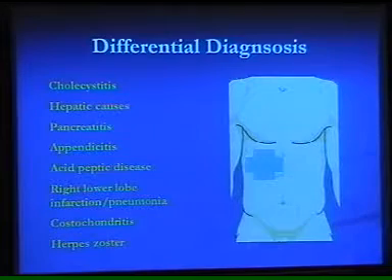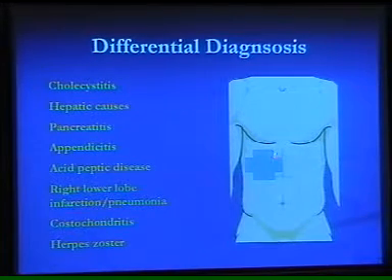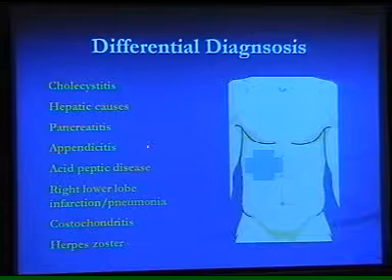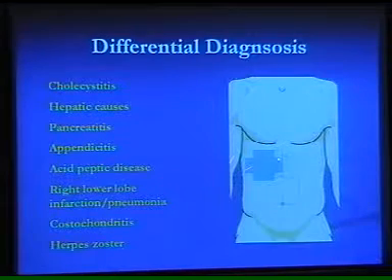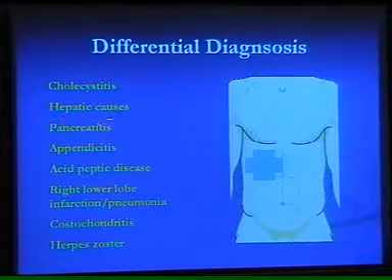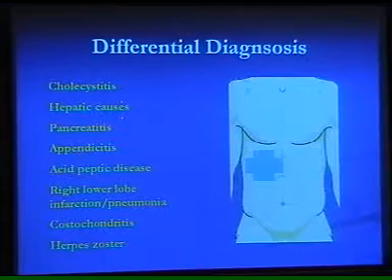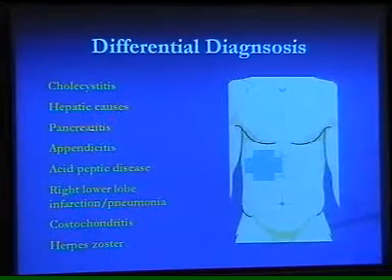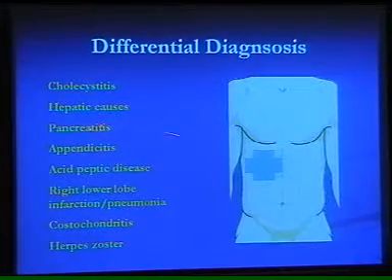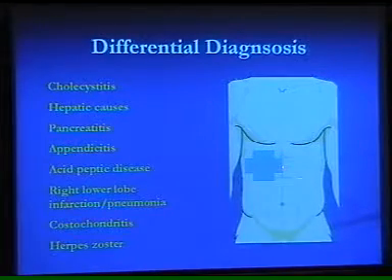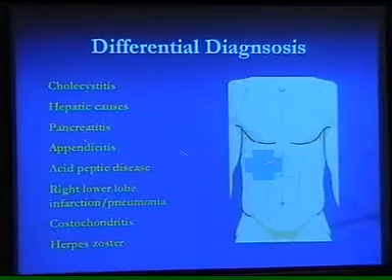What are the differential diagnoses? Basically, the differential diagnosis is broad, as you can see from the list. Cholecystitis is the main right upper quadrant cause. Hepatic causes include acute hepatitis, cholangitis, hepatic abscess, and pancreatitis. Acute cholecystitis can also cause pain in the epigastrium.